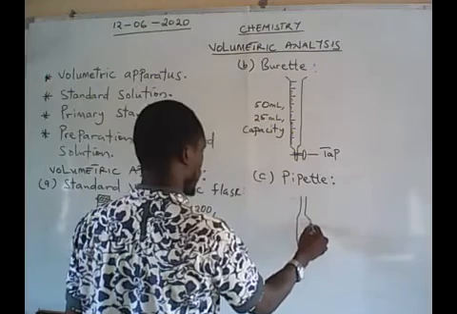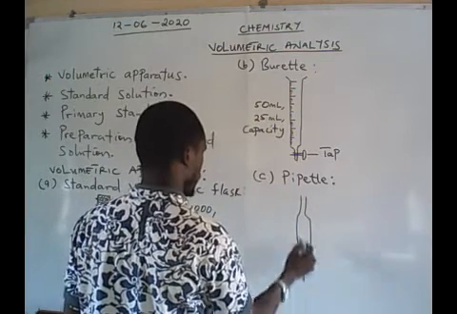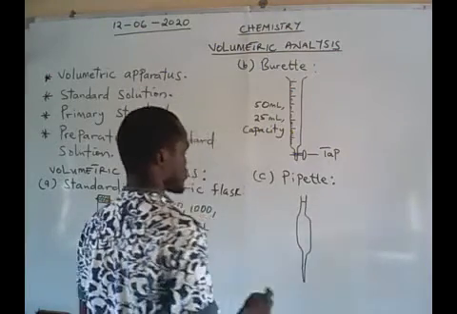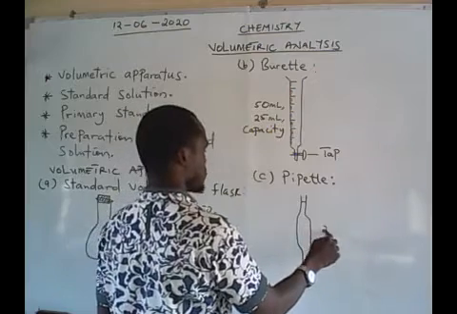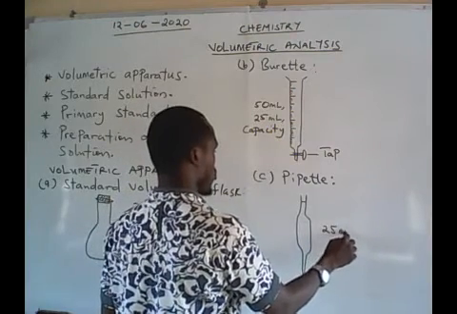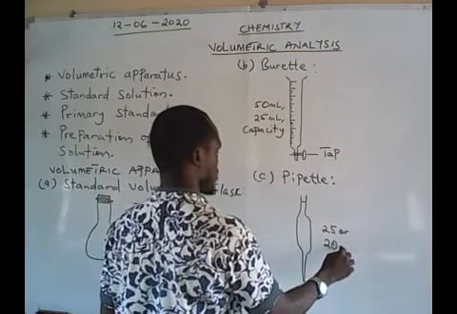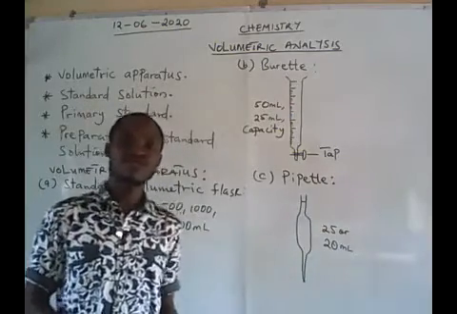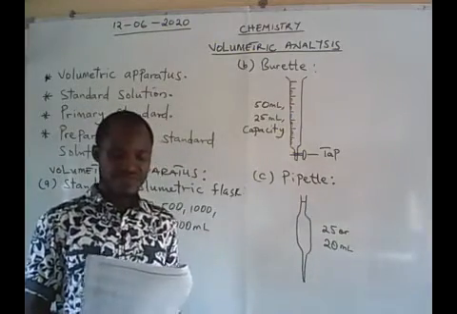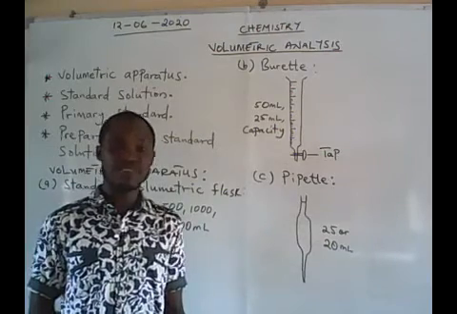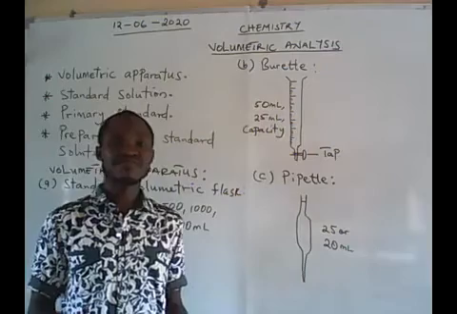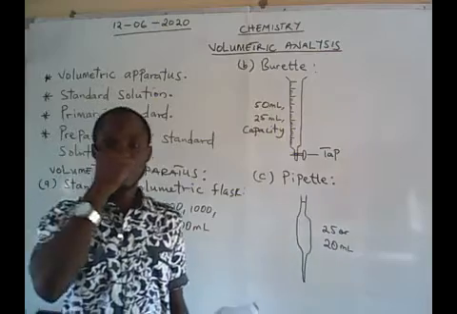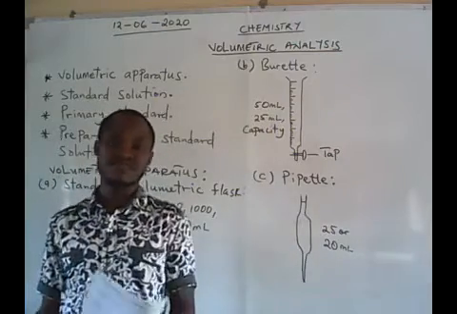It goes this way. Don't mind the drawing, but you understand what I mean. So in this case, the pipette can be 25 or 20 mil capacity. So what is it used for? It is used for transferring a specific volume of the alkali or base into the conical flask during acid-base titration. So you use this particular apparatus to transfer the specific volume.